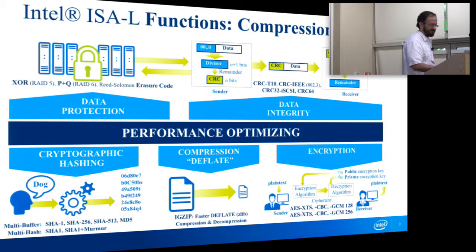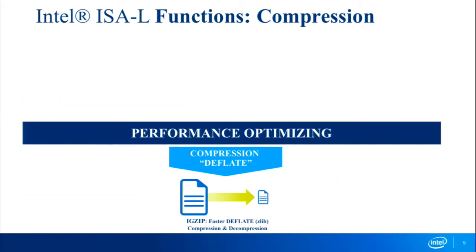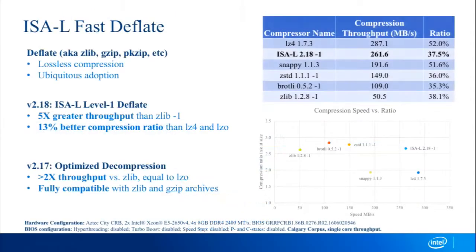So next, compression. What we have is a special fast deflate in the library. It's deflate, RFC 1951. It's an old standard, it's been around forever. It's built into lots of different other standards, PNG, web standards. There's a whole lot. It's everywhere. It's a lossless compression algorithm, and zlib is the famous library that uses it.